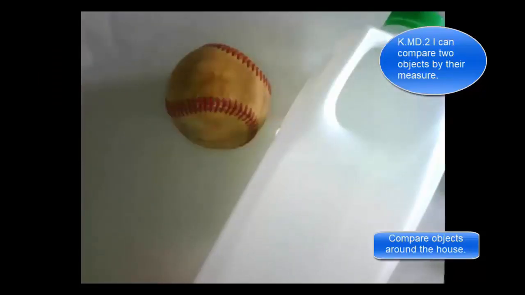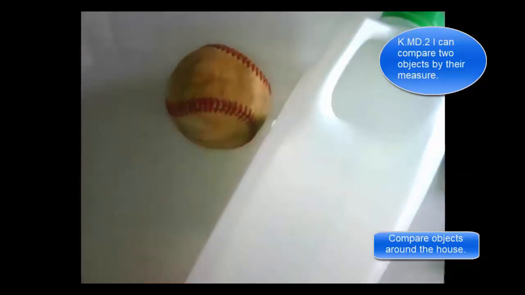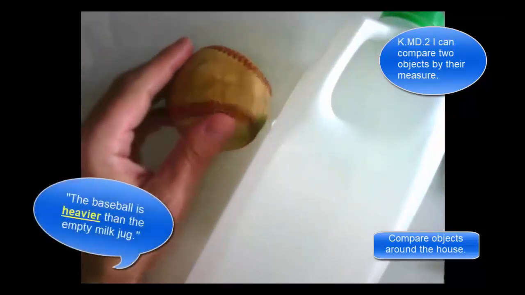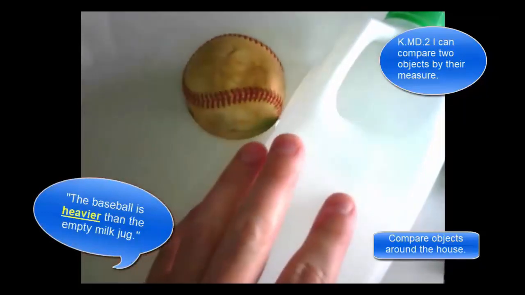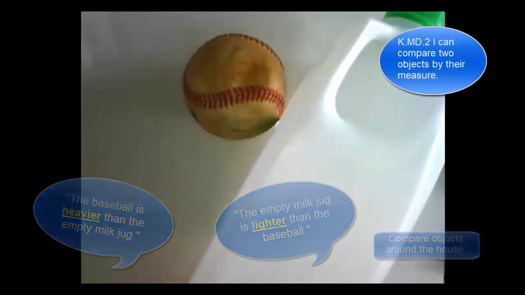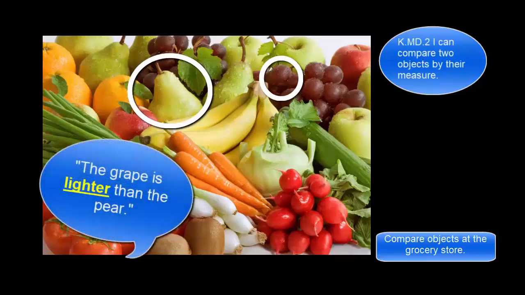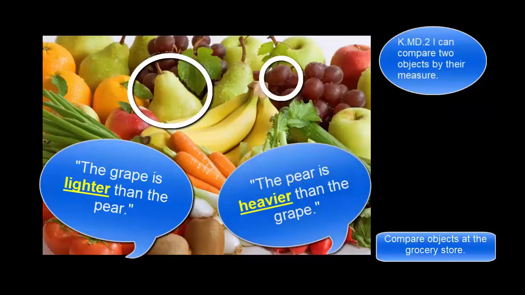Students should also be able to compare objects by weight. Here we have an empty milk jug and a baseball. Even though the empty milk jug is larger, it is actually lighter than the baseball. So students should be able to say, the baseball is heavier than the empty milk jug, or the empty milk jug is lighter than the baseball. While shopping at the grocery store, have your child hold a grape in one hand and a pear in the other. Have them say, the grape is lighter than the pear, or the pear is heavier than the grape.